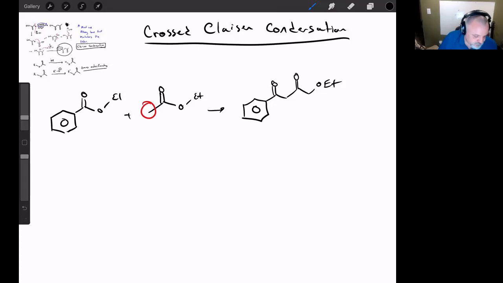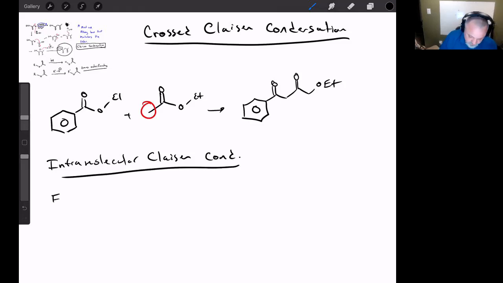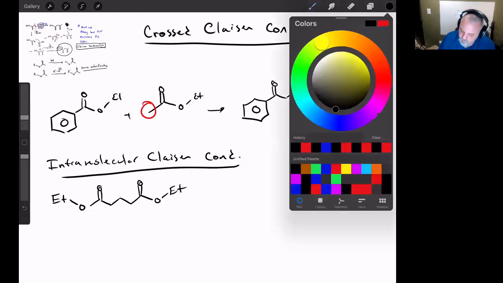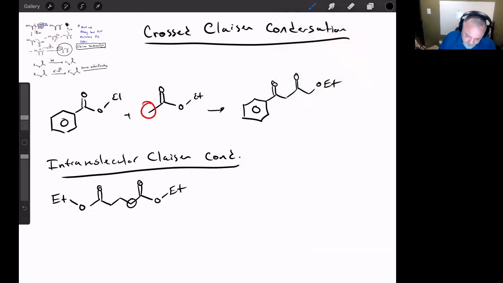Again, you can do intramolecular, just like you did with Aldol reactions. We can do intramolecular Claisen condensations. It's just a little bit more interesting of a species. Again, this one is symmetrical. Remember that we're talking about alpha positions. So there's an alpha position there and an alpha position there.